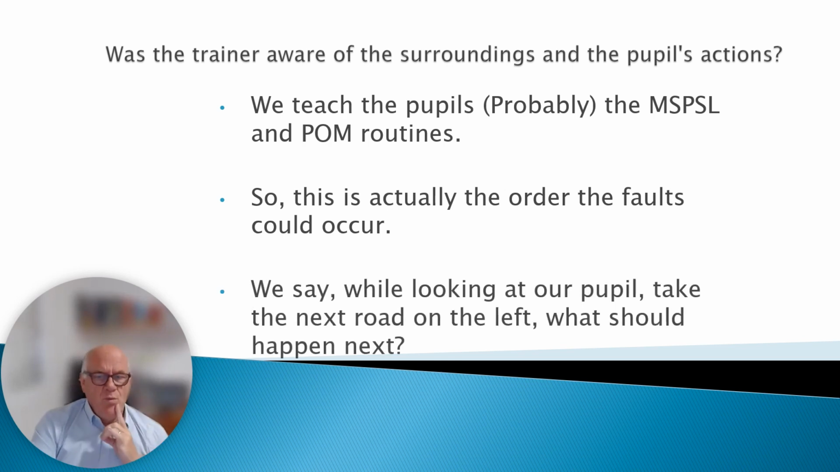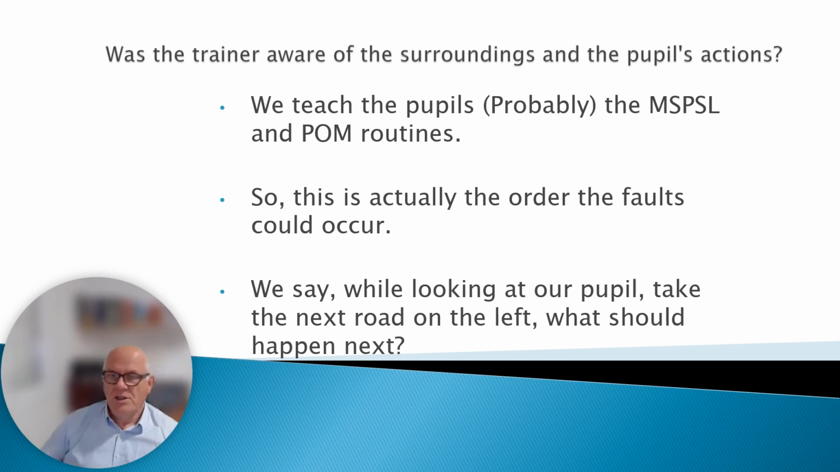So we say, while looking at our pupil, take the next road on the left. So, John, I'd like you to take the next road on the left. I'm looking towards my pupil. While I'm looking towards my pupil, I am probably also aware. I've looked at the road ahead. I'm thinking to myself, there's a car over there, there's a pedestrian. Good. Okay, John, I'd like you to take the next road on the left. I've also looked around. I can also see to my right, my peripherals. I know what's going on.